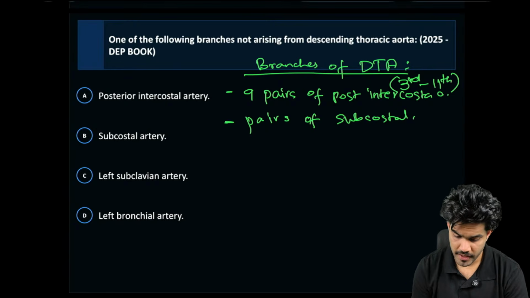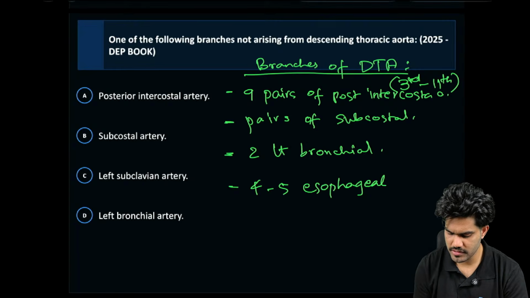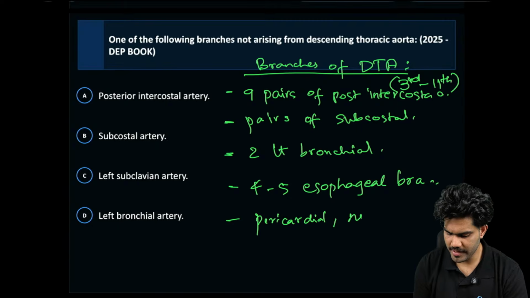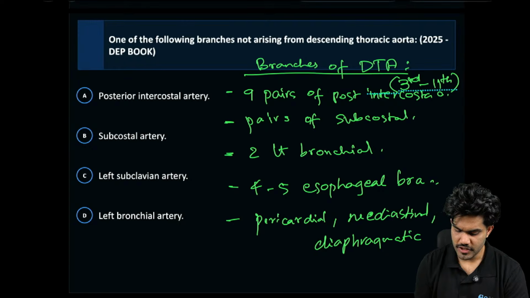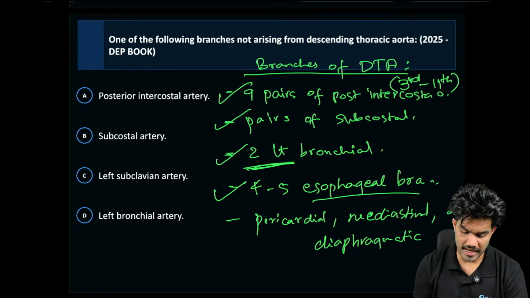Yes, 9 pairs. Now, 2 left bronchial arteries it gives, plus 4 to 5 esophageal branches it gives, and some pericardial, some mediastinal, and some diaphragmatic. So mainly you have to know about 9 pairs of posterior intercostal, 2 left bronchial, very very important, and 4 to 5 esophageal branches. So let's see in options.